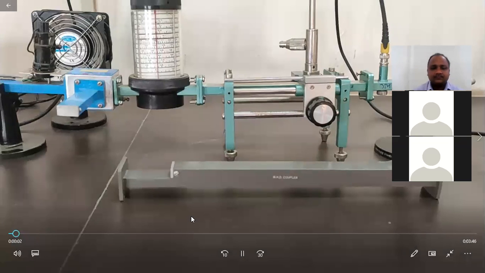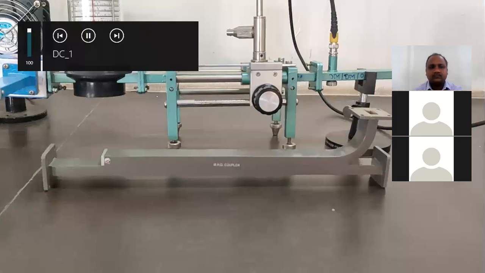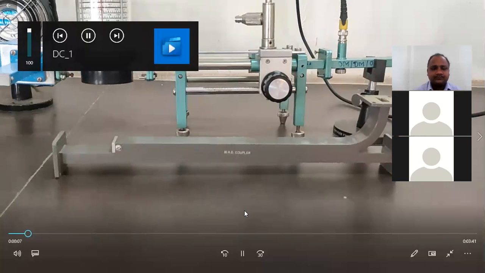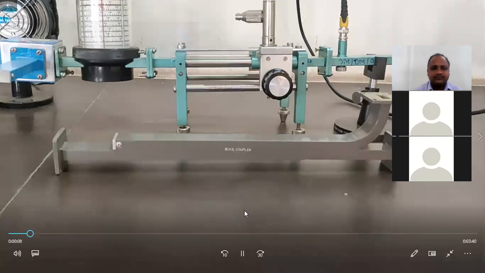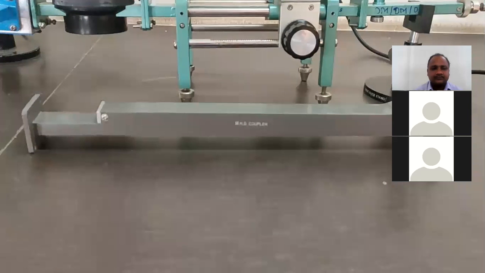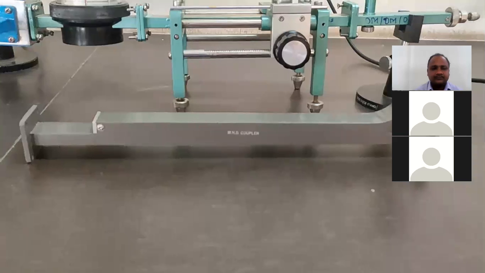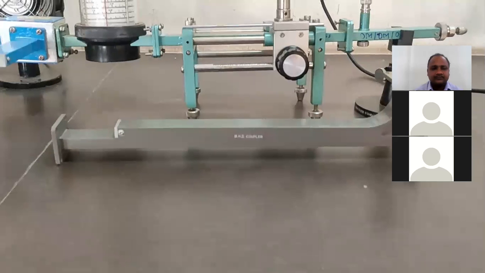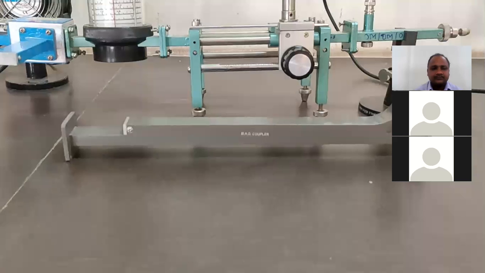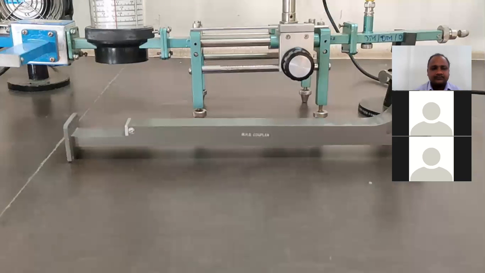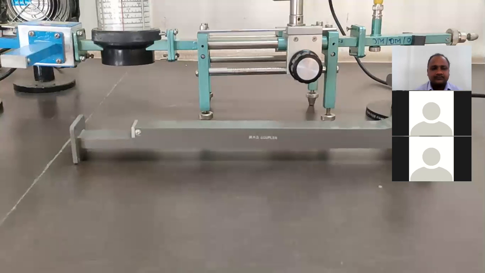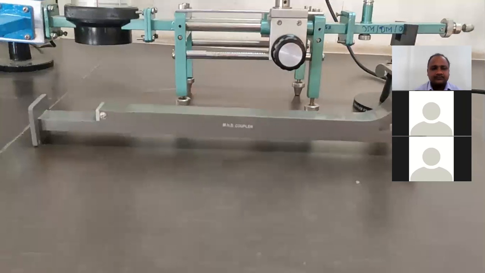Good afternoon, students. Today we have to perform experiments on a multi-hole directional coupler. So see here, this is an actual photo of a multi-hole directional coupler. Actually, this directional coupler is a 4-port device, meaning it has port number 1, port number 2, port number 3, which is terminated using a matched termination, as shown here, and then there is port number 4.